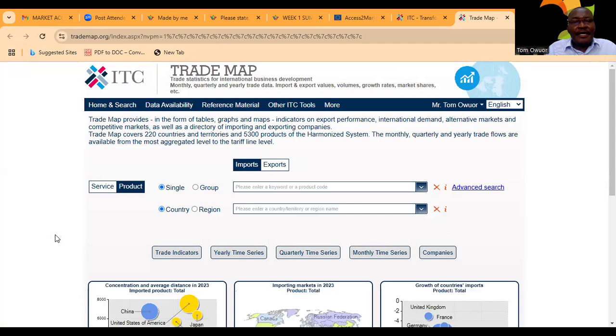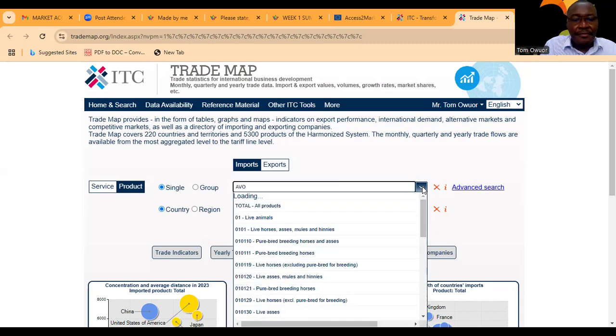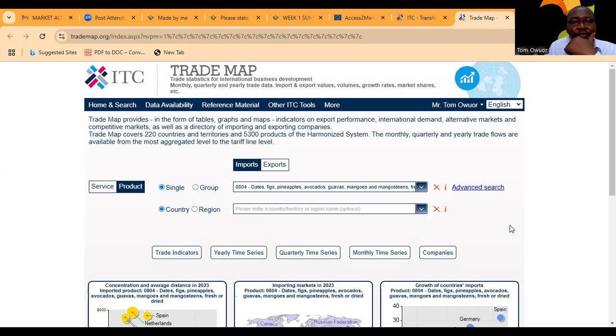Now, this is Trade Map. I want to focus on imports because I want to appreciate the various countries that import certain products from Africa, Pacific, and the Caribbean countries. So what I'll do here is put avocado. And then it comes up with so many things, but just hold on. We will go through the advanced search to zero in on the code.